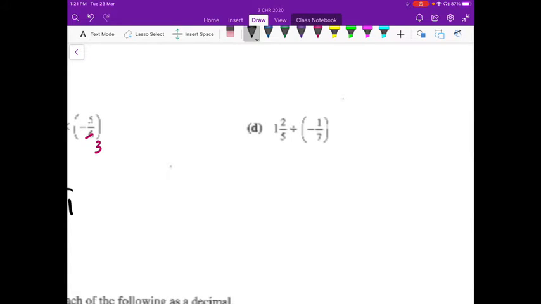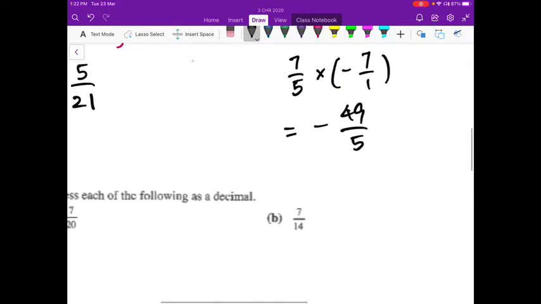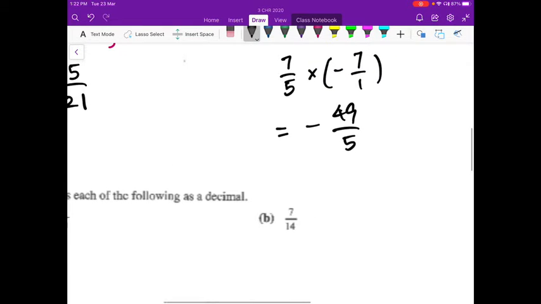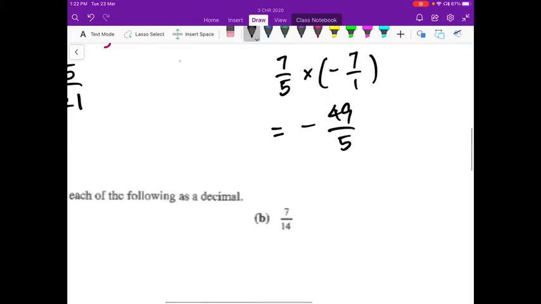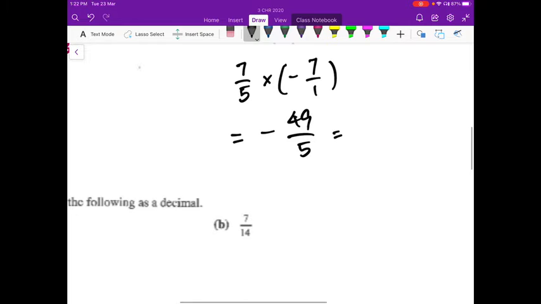Okay, 1 and 2 fifths divided by negative 1 over 7. So change this to an improper fraction, 7 over 5 times negative 7 over 1. Keep, change, flip. So we have negative 49 over 5. But do you get the same answer? Whole number? Negative 9, 4 over 5. Yeah, also the same.